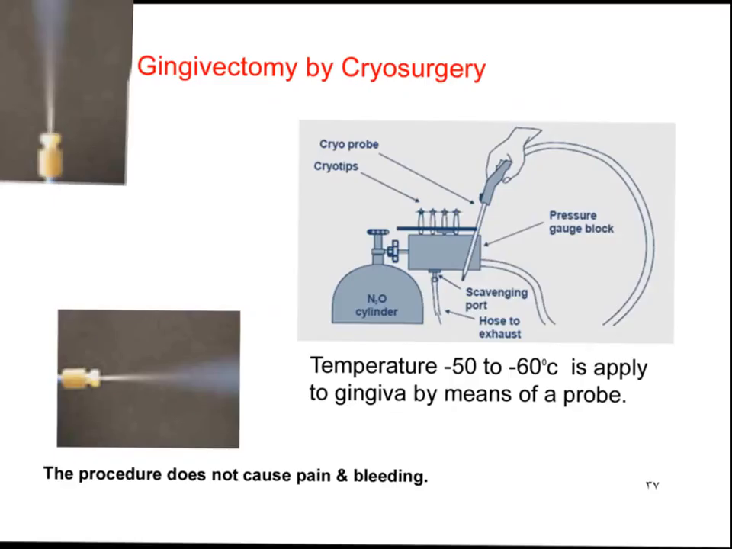Gingivectomy by cryosurgery. The cryosurgery is a machine that works with cryoprecipitation, where a temperature of -50 to -60 is applied to the gingiva by means of a probe, and the procedure is painless and without bleeding.